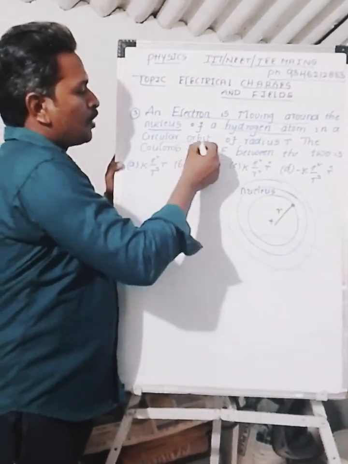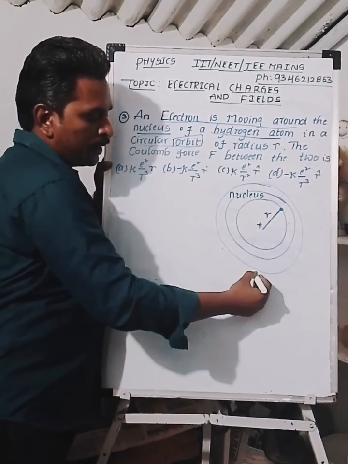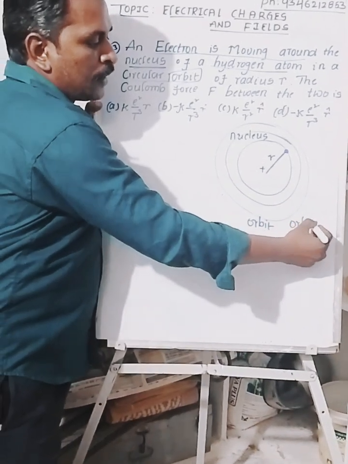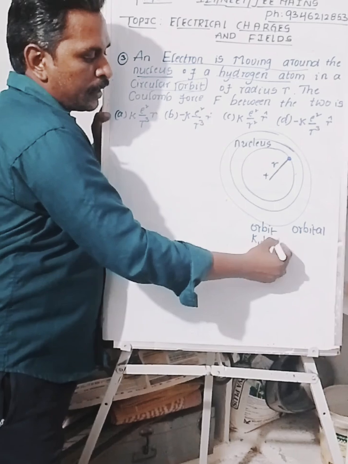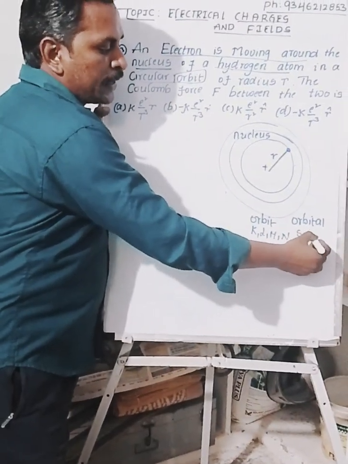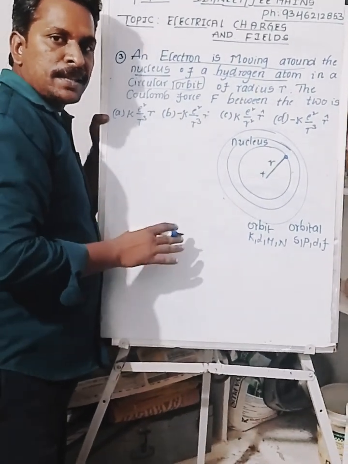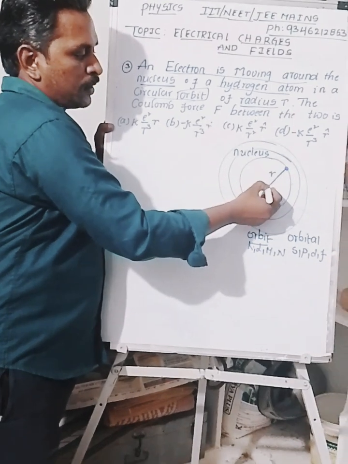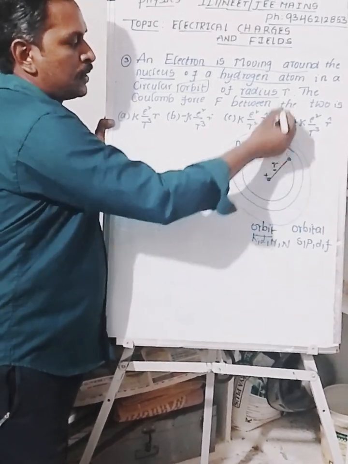In a circular orbit, now I have explained the orbit. Orbits are the K shell, L shell, M shell and N shell, and orbitals are S, P, D, F. If an electron is present in an orbit of radius r, the distance from the nucleus to the electron is the radius r.